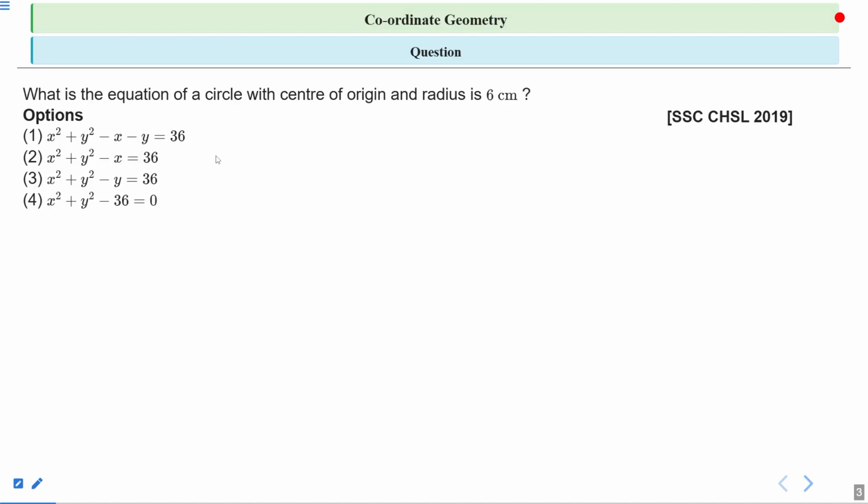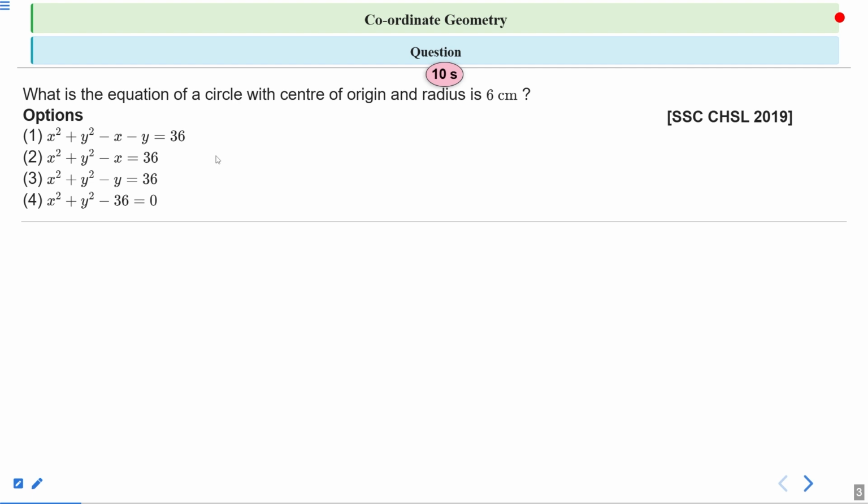Now see the question. First question is, what is the equation of a circle with center of origin and radius is 6 centimeter? And this question is asked in SSC CHSL exam in 2019. So there are four options. First one is x square plus y square minus x minus y equals to 36. Second one is x square plus y square minus x equals to 36. Third one is x square plus y square minus y equals to 36. And fourth one is x square plus y square minus 36 equals to 0.